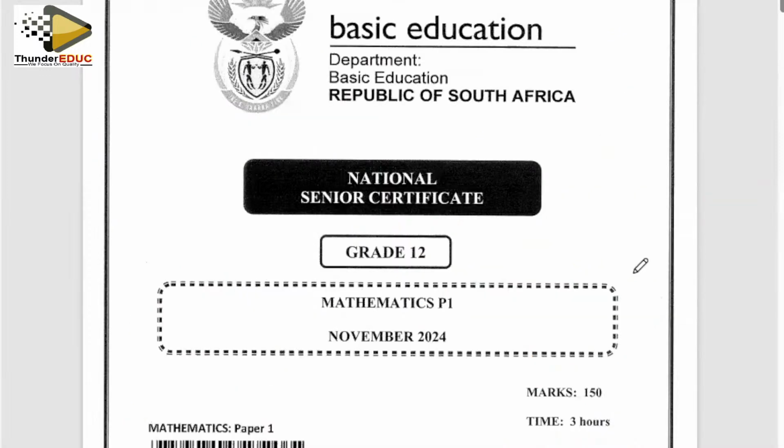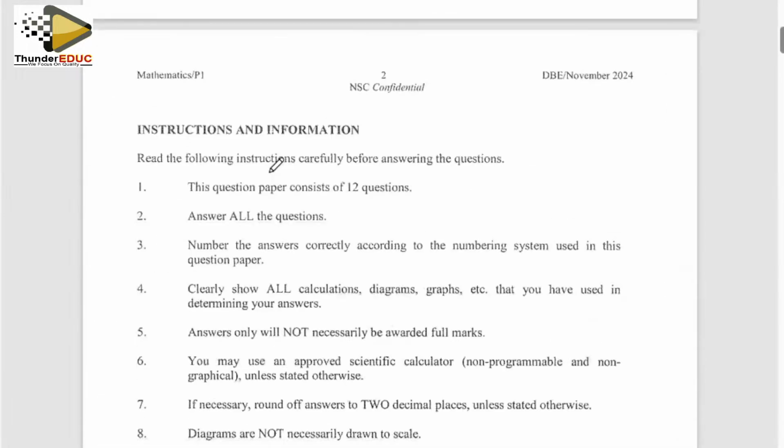So, welcome to yet another session where we shall be looking at the proposed memorandum of the grade 12 mathematics paper 1 for November 2024. Okay, so the paper was out of 150, 3 hours was the duration of the paper. And then looking at the instructions, this time we have 12 questions. Okay, all questions are compulsory. We have to number questions according to that.